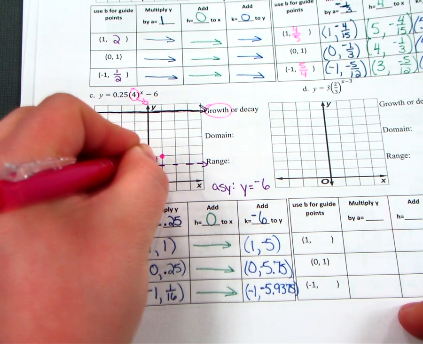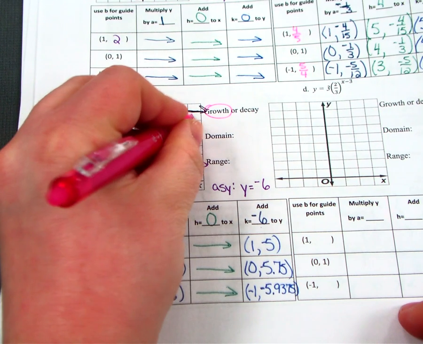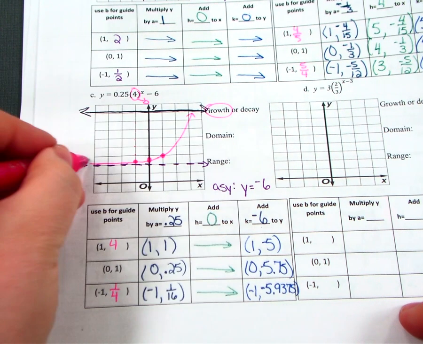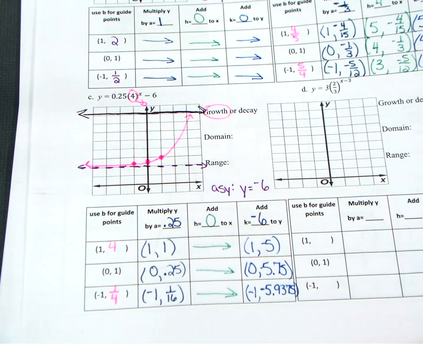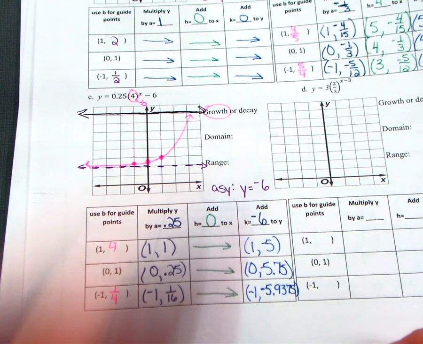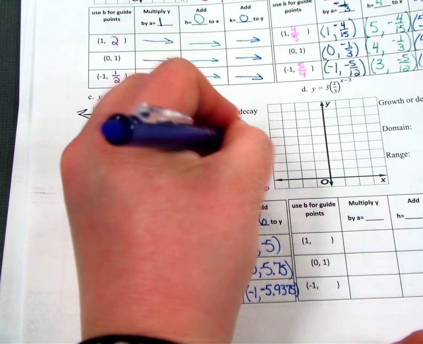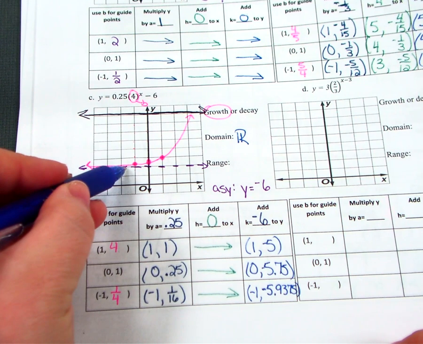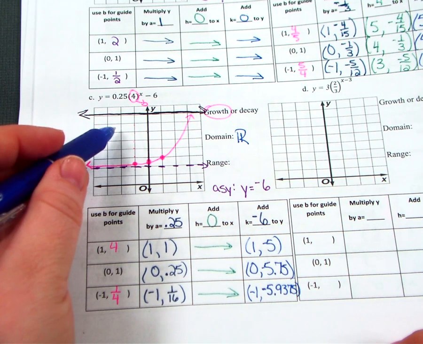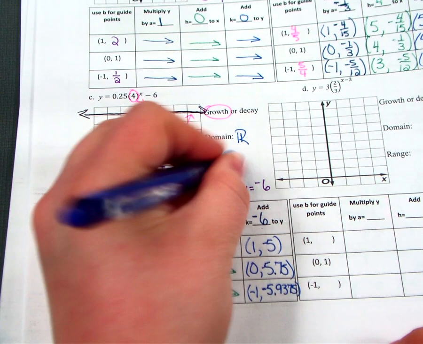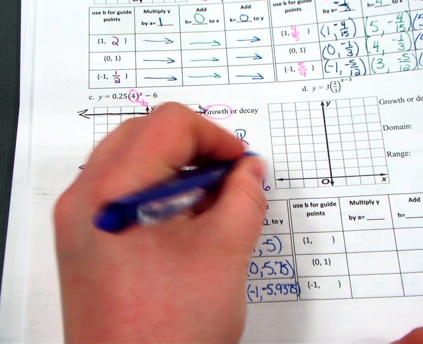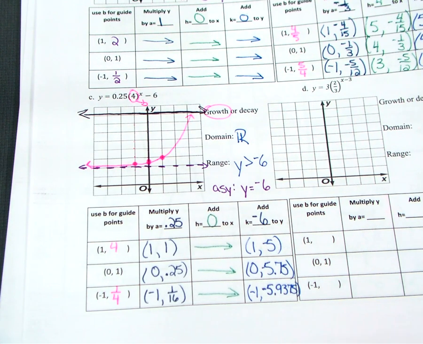So we're going to run it just along that asymptote, being careful not to touch or cross it, and then it goes up. The domain of an exponential function is all real numbers. And the range comes from that k value. Since my graph is on top of the k value, it's going to be y is greater than the k value.